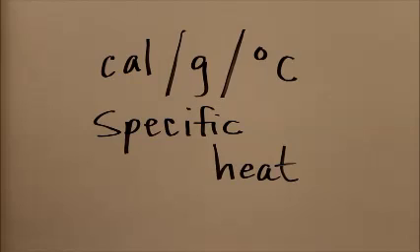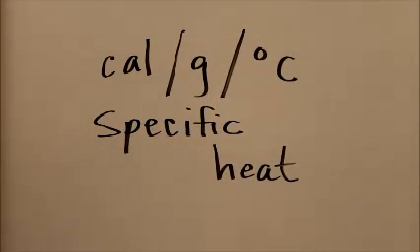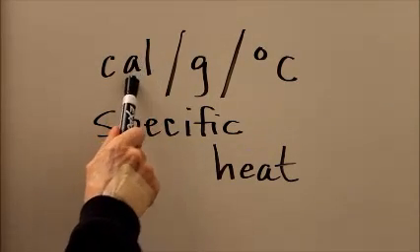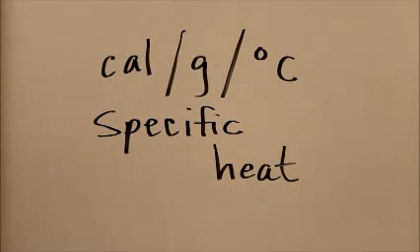Let's look at final exam question number 44 in Physics Demystified, second edition. If you have the printed book, please see the top of page 523. We're talking about specific heat, which is expressed in calories per gram per degree Celsius.